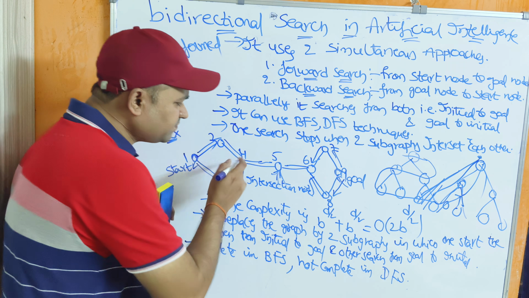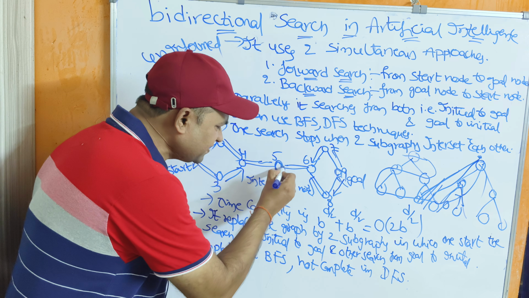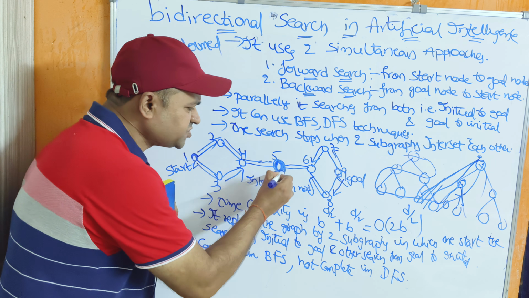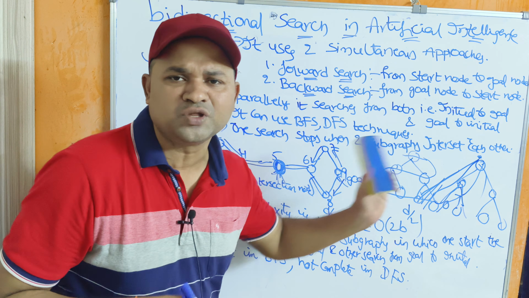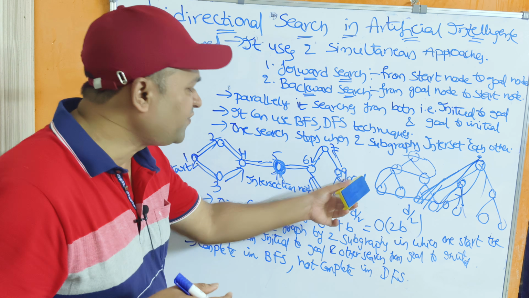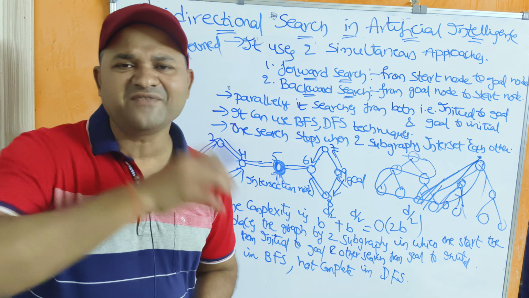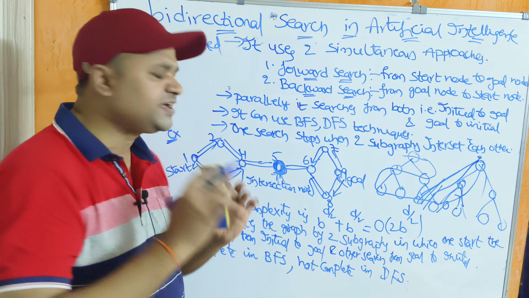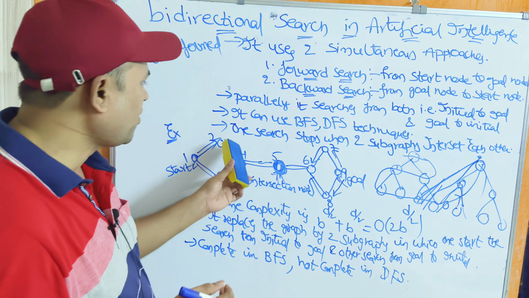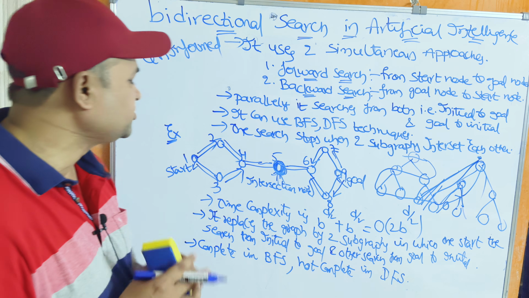So here both the first process and the second process are intersecting with each other. So the search process will stop now. For the start node, there is no need to go to the goal node. Likewise for the goal node, there is no need to go to the start node. So whenever both the search processes intersect with each other, then we can stop the process. Okay, that is the point here. The search stops when two subgraphs intersect with each other.